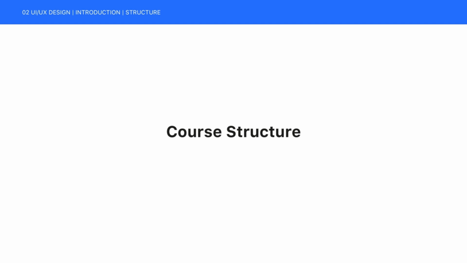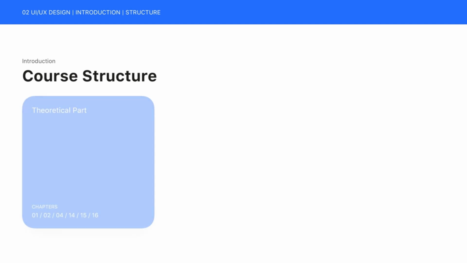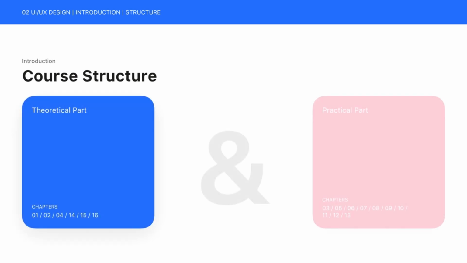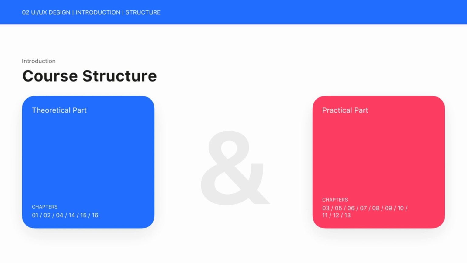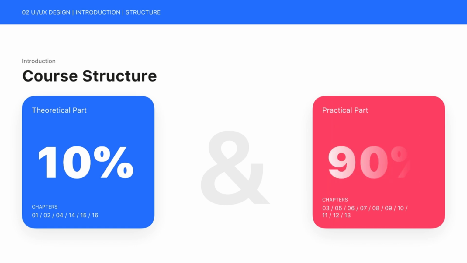In this video, we're going to be talking about the structure of the course. As a matter of fact, you can divide the course into two main sections, the theoretical part and the practical part. The theoretical part makes up 10% of the whole course, and the practical part forms 90% of the course content.